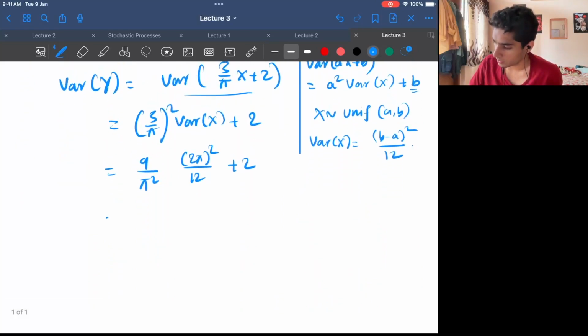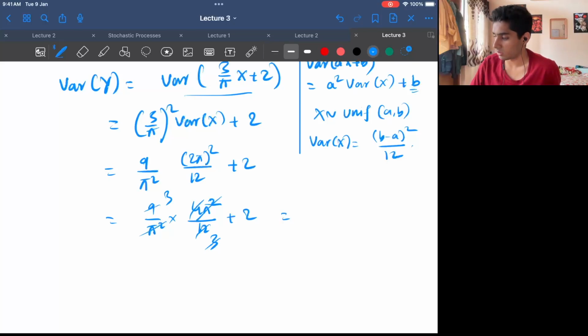This is nothing but 9 by pi square times 4 pi square by 12 plus 2. Now pi square gets cancelled. 4 3s are 12, 3 3s are 9. So this is 3 plus 2, 5, right?